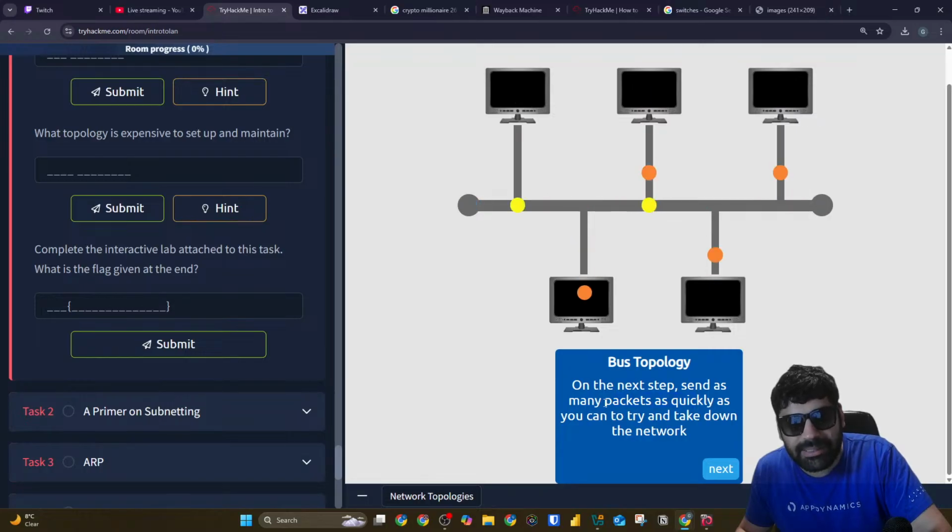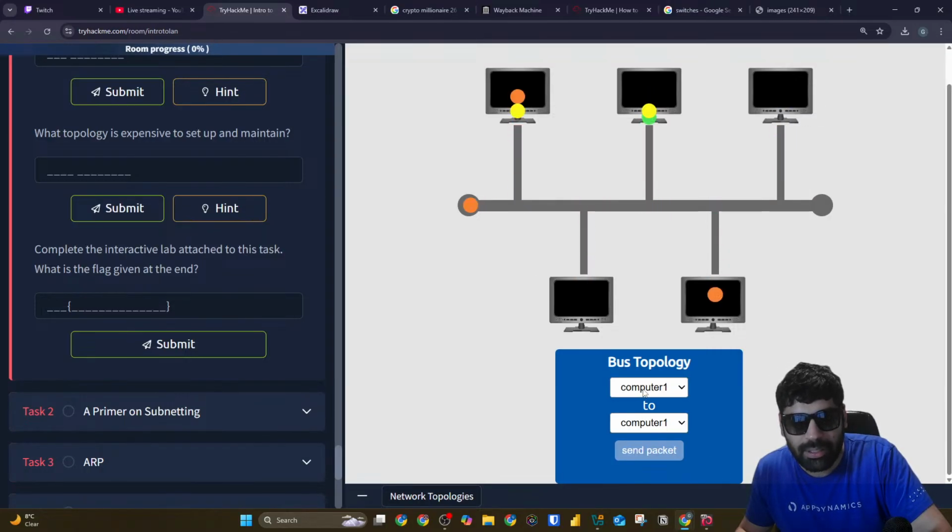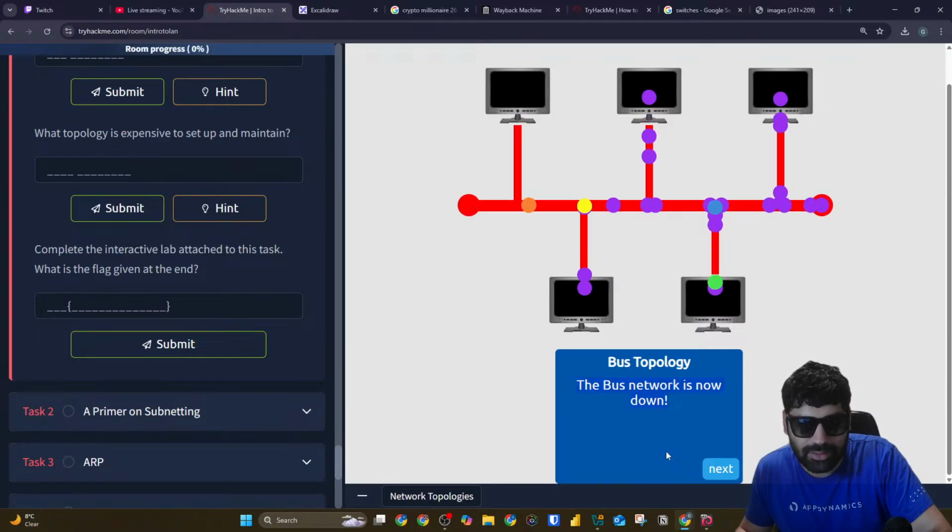In the next step, send packets as quickly as possible to try and take down the network. So computer 1 wants to send to computer 1. Let's see. It doesn't make sense why computer 1 is sending to computer 1, but let's say it does. This is stupid, and every single one, they can't do things. It's all red.